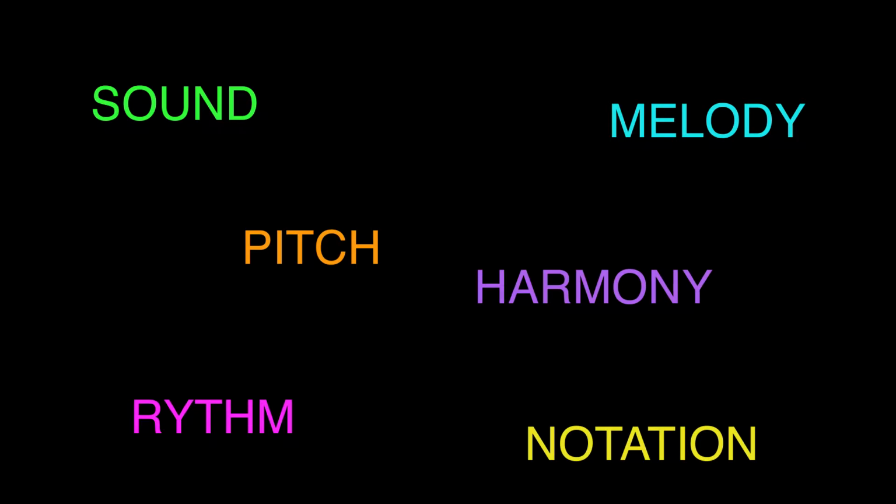Music theory is the study of theoretical elements of music, including sound and pitch, rhythm, melody, harmony, and notation. Essentially, when you're studying music theory, you are studying the language of music. People who study music theory are interested in more than just the song or piece as a whole.